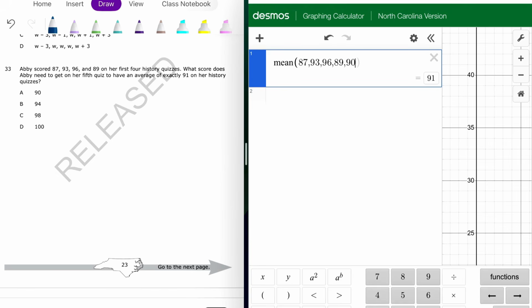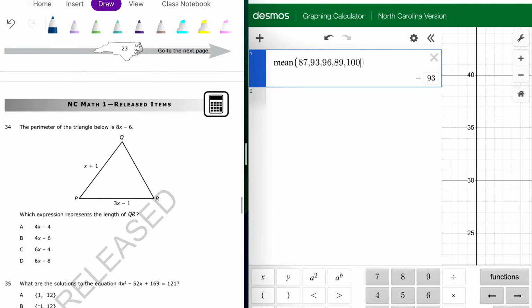Now, again, being a good test taker, you're not just going to be like, got it, circling A, moving on with my life. You're going to make sure the other ones aren't 91. As you can see, I'm typing them in. None of them were, and so I checked all of them. It truly is A. I can feel good about myself and keep going.